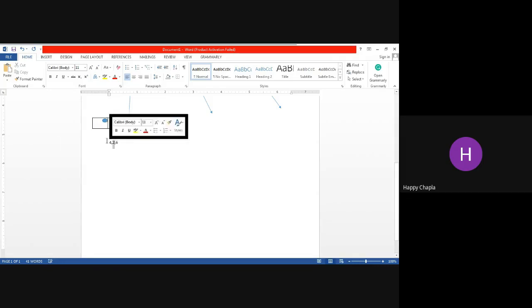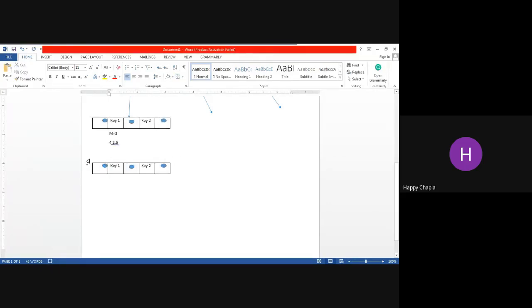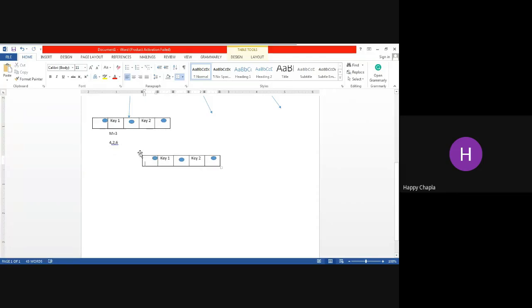So first we have to store 4. We have the same operations: insertion, searching, and deletion. So the first time I'm inserting 4 over here, and we don't have anything here. Now where can we insert 2? First check that 2 is less than 4.